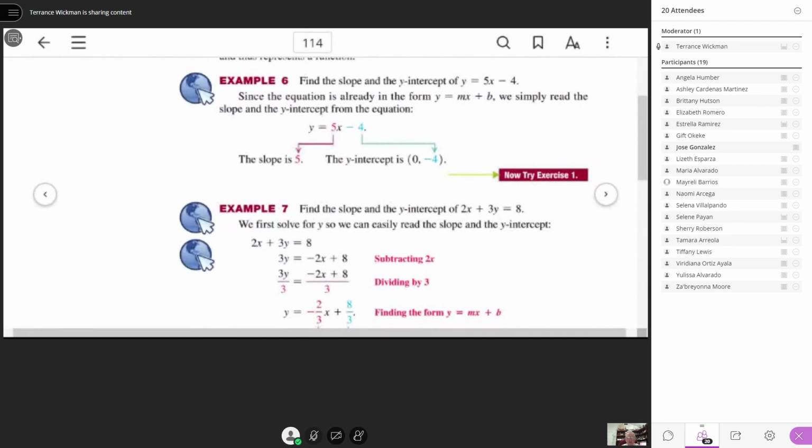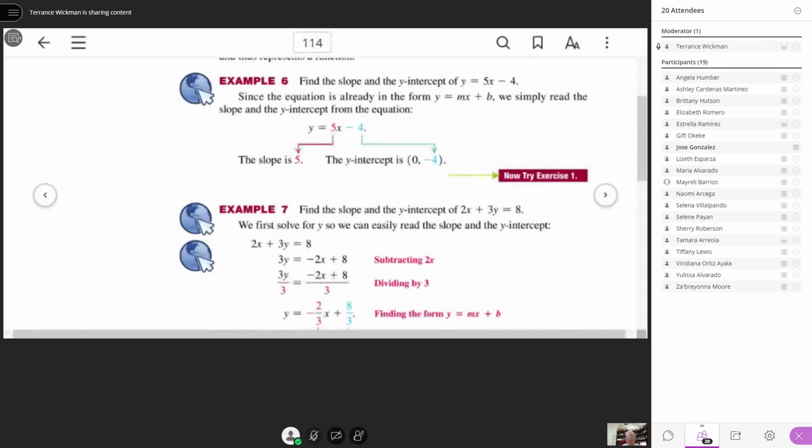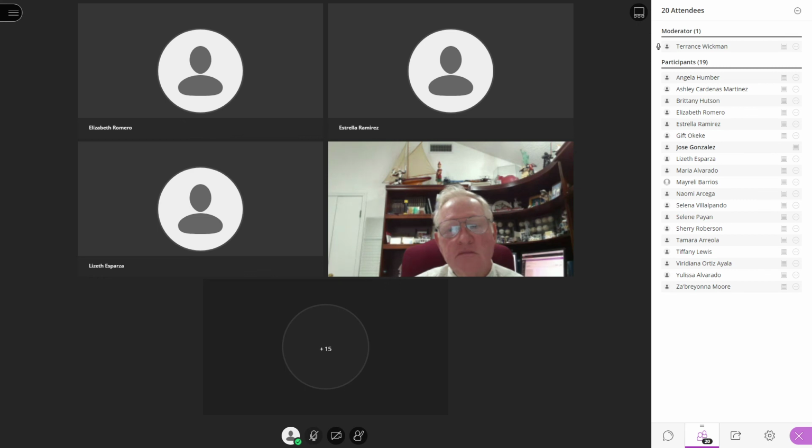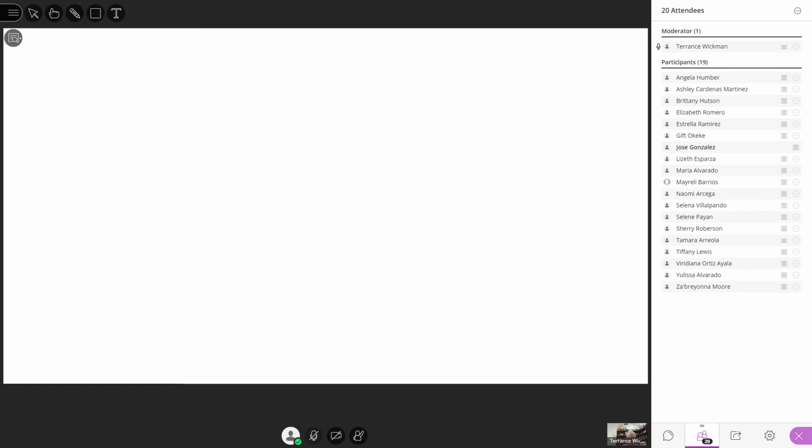7. Find the slope and y-intercept of 2x plus 3y equals 8. Well, you've got to get y by itself. So I'm going to show you this one myself. I'll do it just like the book, because the book does do this correctly. So we have the problem 2x plus 3y equals 8.